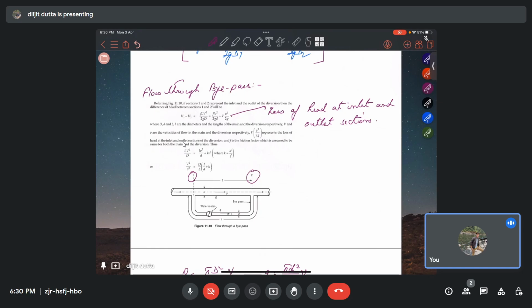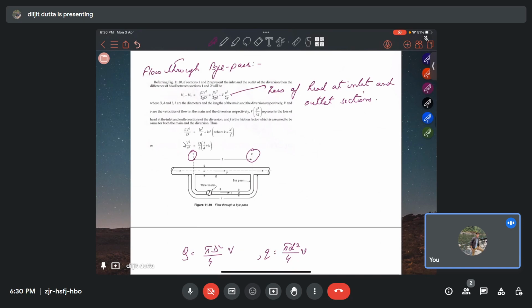So if we take capital V as the velocity in the large pipe, capital D is the diameter of the large pipe, and small v and small d are the velocity and diameter in the small pipe, we will get the relation f L V squared by D equal to small f into small v squared by small d plus K into V squared, where K into V squared is the loss at entry and exit, total losses.